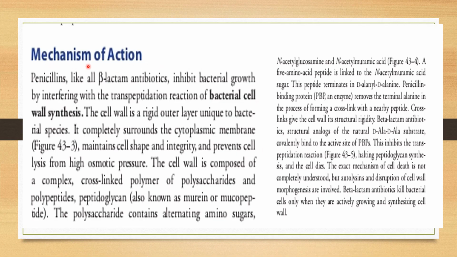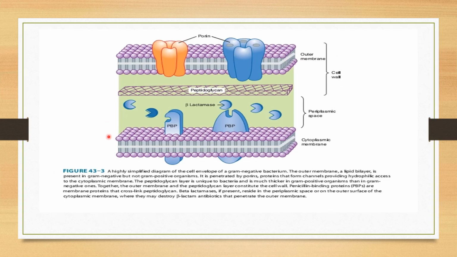Please read this slide carefully. It will be very helpful for you to write this question as a short and long answer in the exam. See this diagram. It is the simplest diagram of the gram-negative bacterial cell wall. Here it contains the cytoplasmic membrane, a peptidoglycan chain, and an outer membrane. This outer membrane contains porins, and this is PBP, penicillin binding protein.